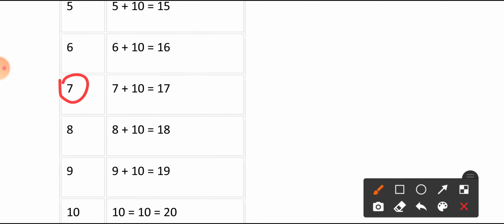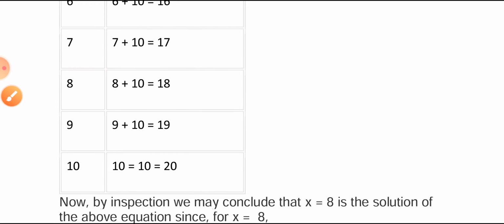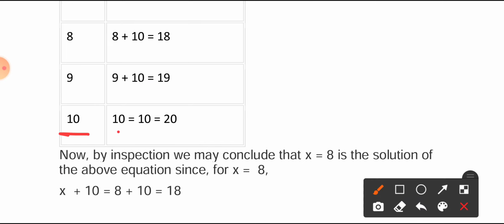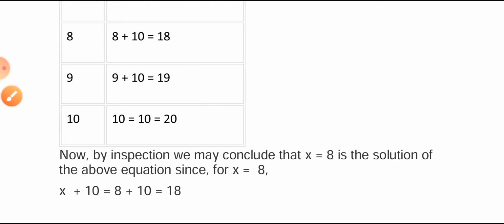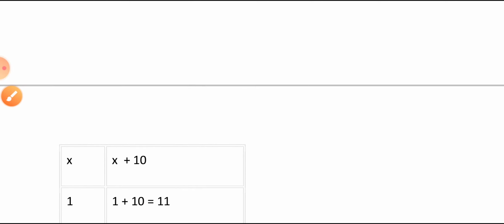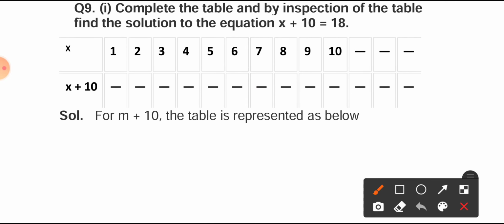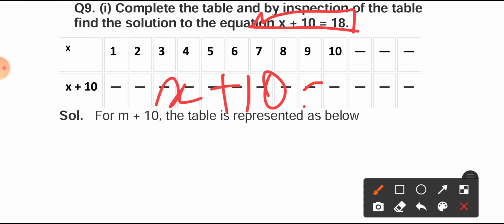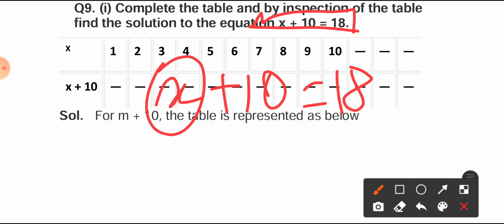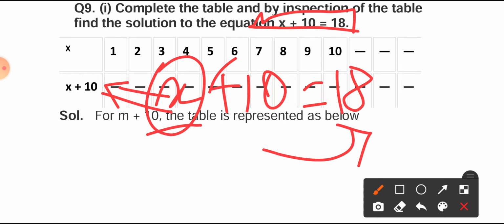Then in place of x, हमें x की जगह क्या रखना है? 7. 7 plus 10, 17. 8 plus 10, 18. 9 plus 10, 19. Until where we have taken 10. So 10 plus 10 is equal to 20. Now what is the question given? Question में ये दिया है we have to find that solution of the equation. x plus 10 is equal to 18 means what is the value of x we should keep here so that we will get equal to 18. हम x की जगह ऐसी कौन सी वैल्यू रखें कि हमारा आंसर क्या आ जाए?